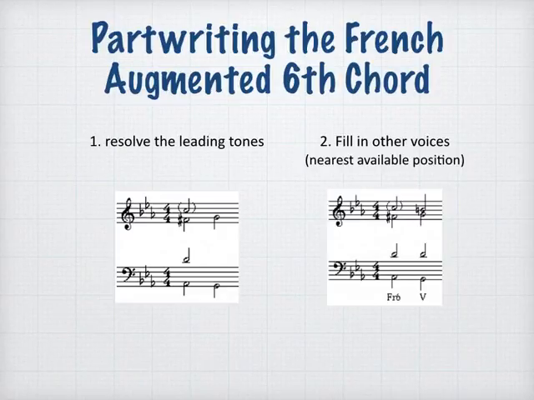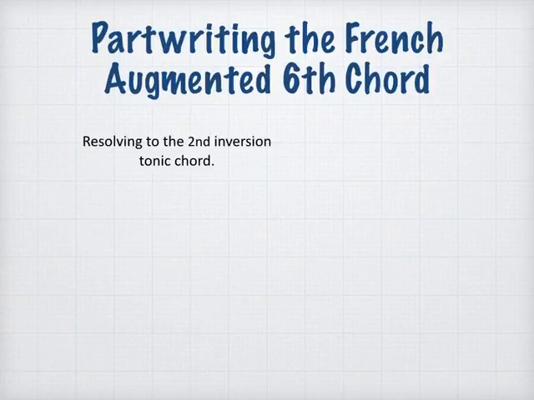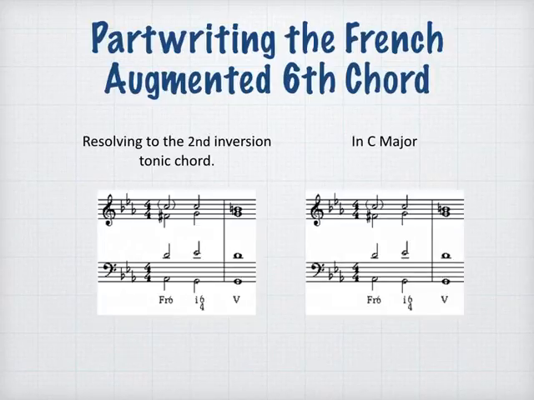Now the C is the 7th of the chord, so it must go down by step. Okay, now you can also resolve the French augmented 6 to the 2nd inversion tonic chord, and that's what this looks like. And you can put it in major.